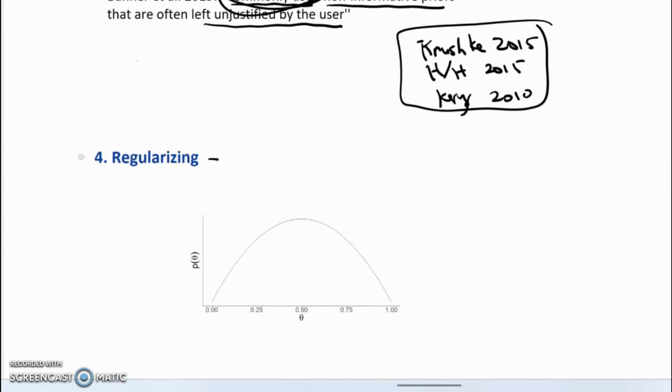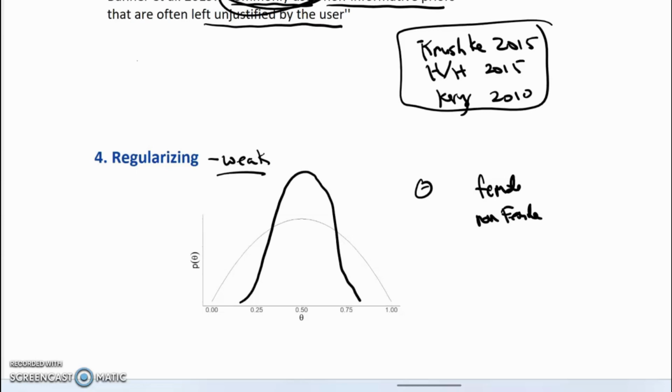Regularizing priors. Regularizing priors are weak priors. They're not flat priors. They've got some information, but not very much. So if I think about, let theta be the proportion of folks in the faculty of ALs that are female versus non-female, this would be a weak prior. I mean, it's not a flat prior, but if I think about my experience walking up and down the halls, I could come up with my own personal informed prior that I think would contain a lot more information than this thing here.